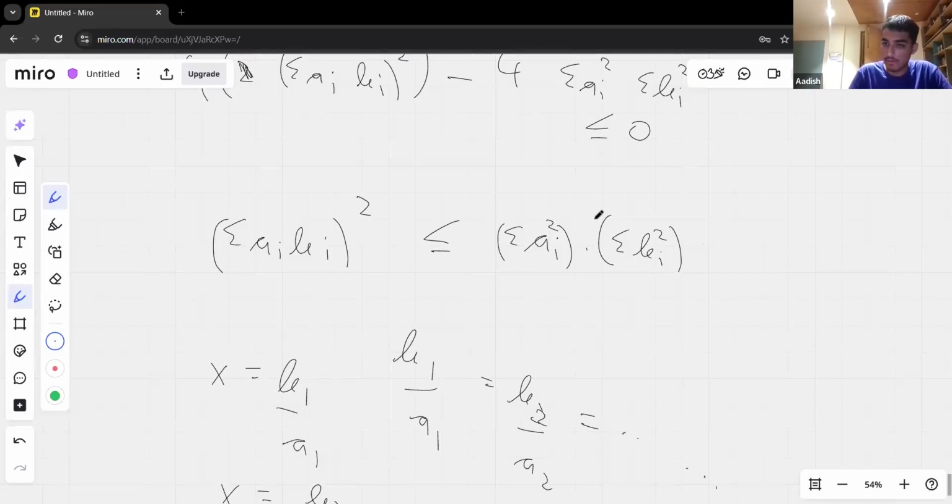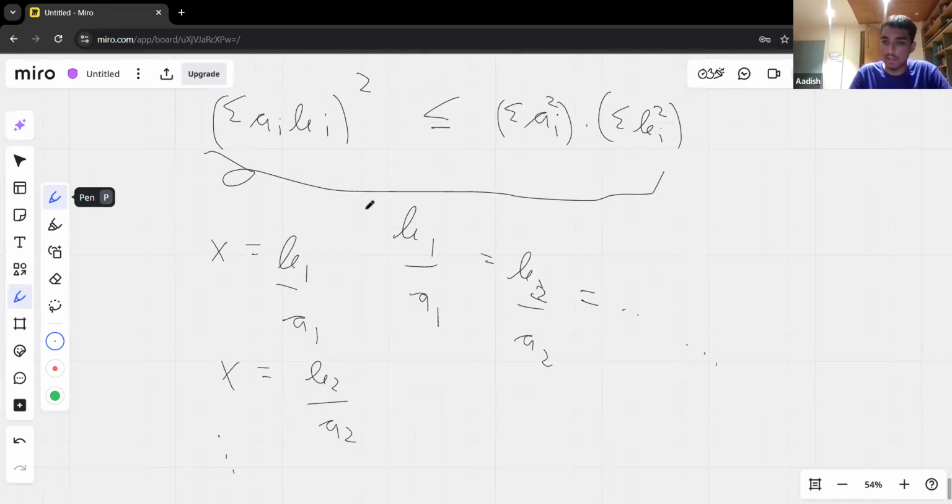Okay, is this clear to everyone? Cauchy-Schwarz is just that for every real ai and bi, this inequality is true, and equality holds if these ratios are equal.